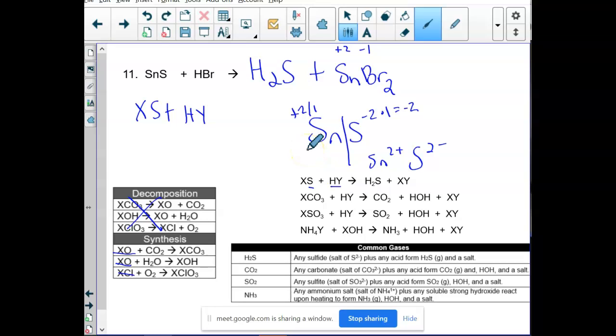Questions about how I got Sn to be a +2, or why I wrote any of it that's on the screen? I haven't balanced yet. I just want to make sure you don't have any questions about the pieces I've written.